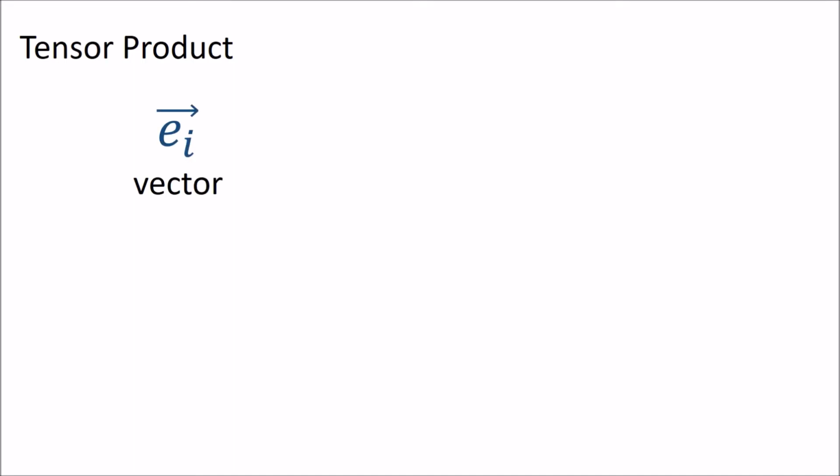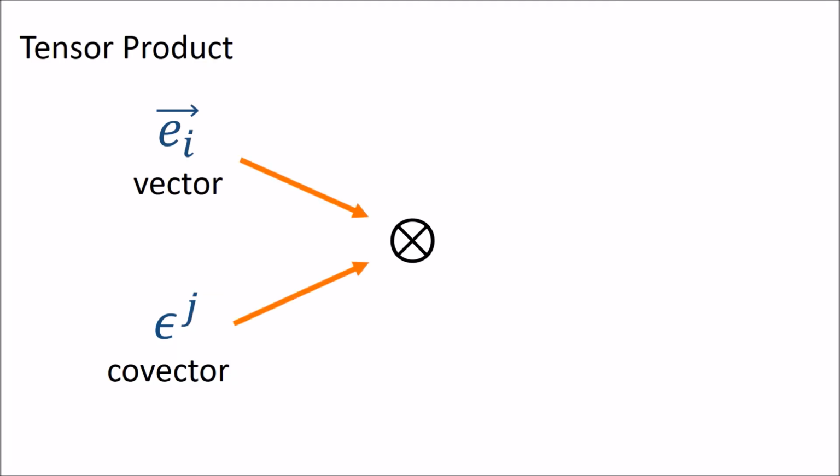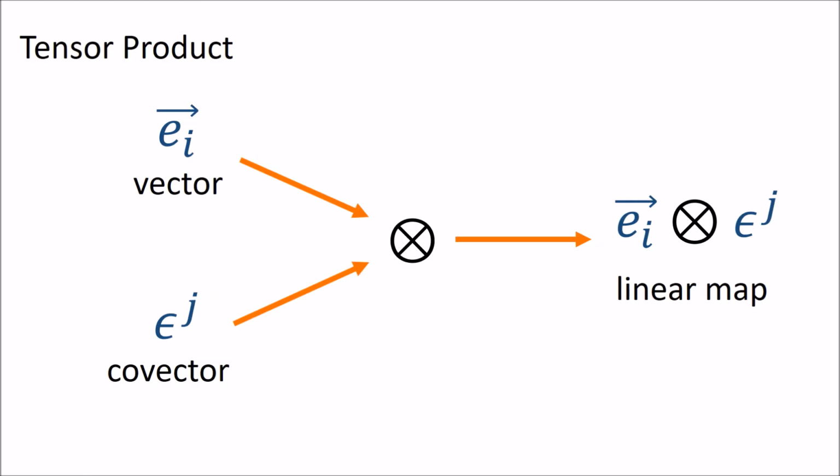So earlier I said that the tensor product takes two tensors and produces a new tensor. So in this case we have a vector Ei and a covector epsilon j, and these are both tensors. And we're going to combine them together using the tensor product, and the result is Ei circle times epsilon j. And this thing is also a tensor, which happens to be a linear map.